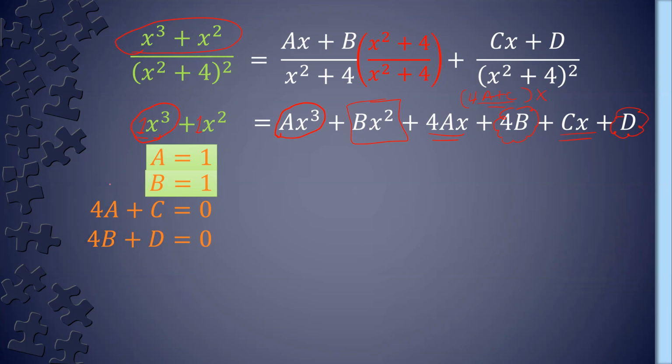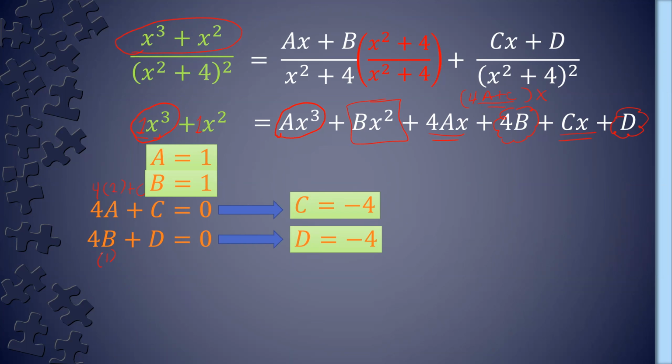Now, when you plug 1 in for a, in order for that to be 0, c would have to be negative 4. And then again, if you were to plug 1 in for b, then d would have to be negative 4. So we have solved for all the letters that we needed to solve for, right?